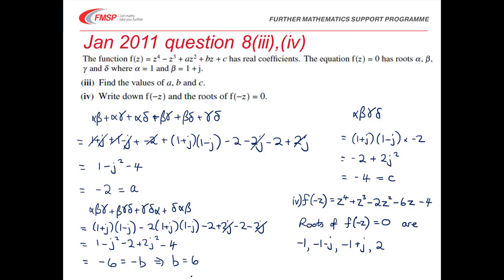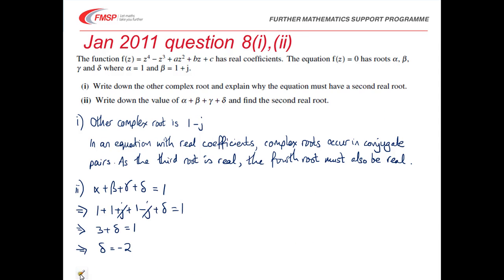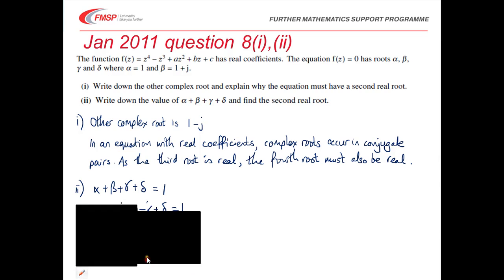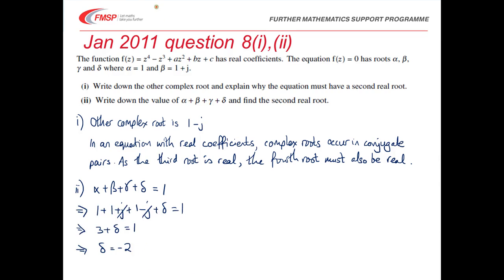Okay, let's have a look at the mark scheme for this question. For part 1, there's just a single mark for writing down 1 minus j and an explanation mark where you must mention that complex roots occur in conjugate pairs. For part 2, there's a single mark for noting that that sum is equal to 1. There's then a method mark for substituting in the roots that you know, and an answer mark, correct answer only, for getting the fourth root.